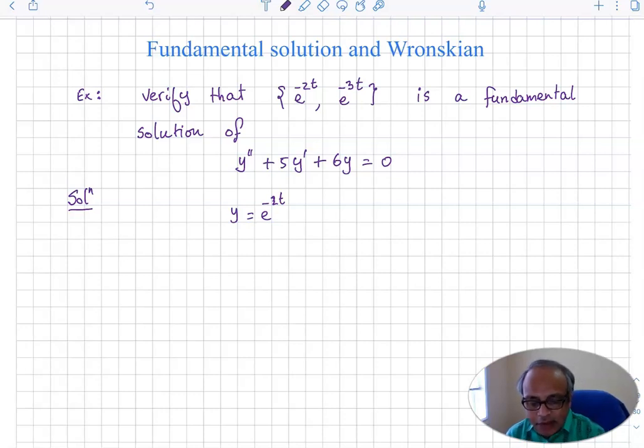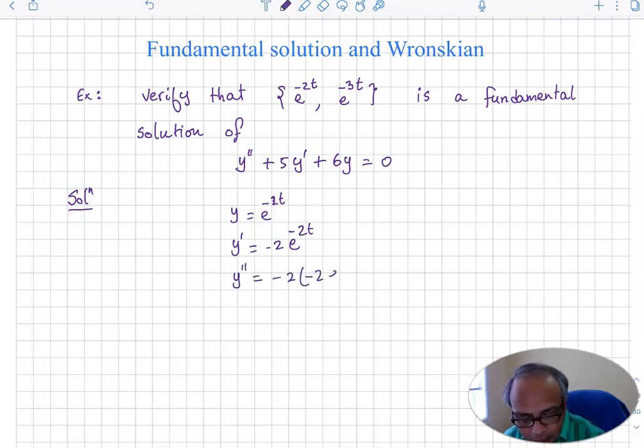So I take y equals e to the power minus 2t and I substitute here. I can substitute directly y. Then I need y prime and y double prime. So I calculate y prime, which is negative 2 e to the minus 2t, and y double prime. Then you can substitute into the equation.